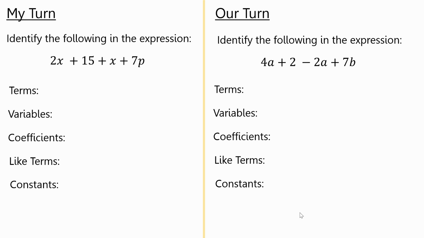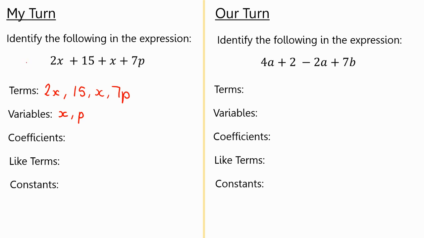So let's identify the following in the expression. Starting off with my terms. So remember, an expression is made up of a collection of terms. I've got 4 terms in that first expression. 2x, 15x, and 7p. Variables, these are letters that represent a number that's not yet known. So we've got an x and p. They're the two different types of letters.